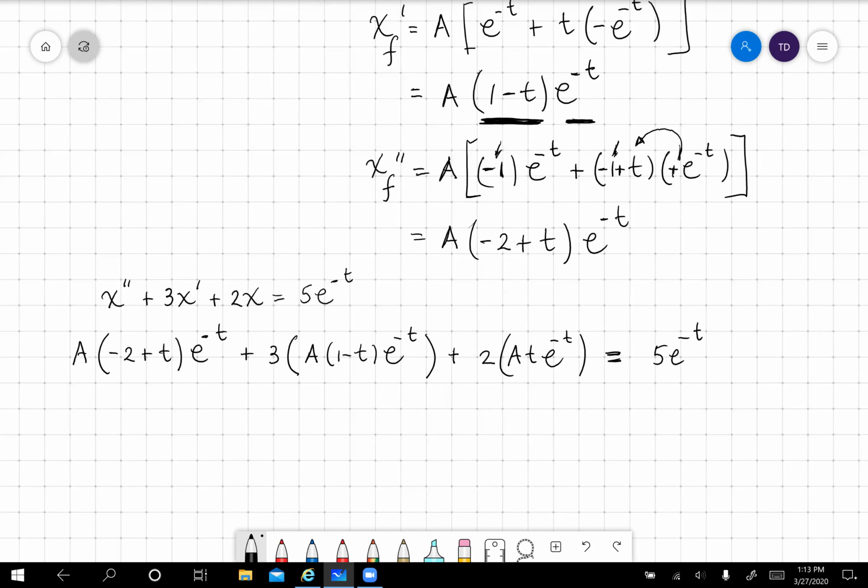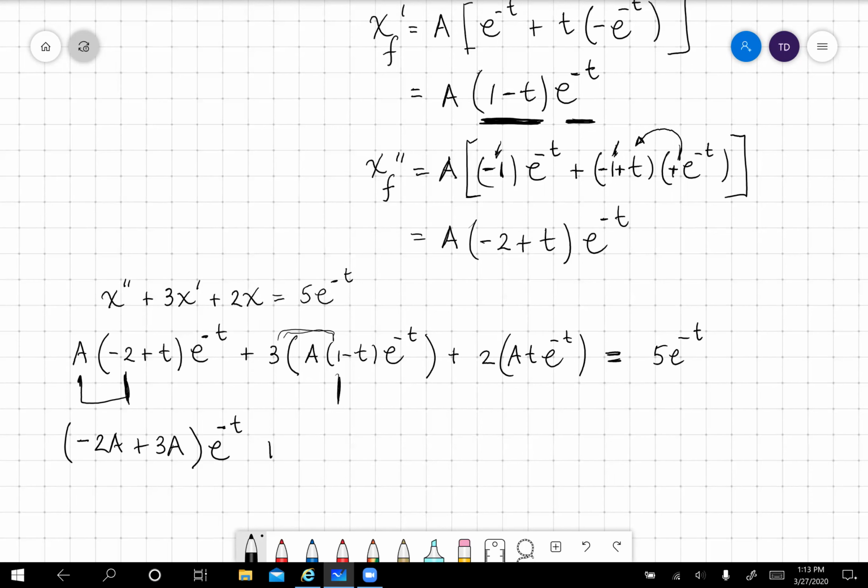Okay, so here's what I'm going to do first. I'm going to take all the terms in these parentheses that are constants, and no constants in the last one. So I have minus 2a, that's this 2 times that, minus 2a. And then I have plus 3a, all that, plus 3a. And I have nothing else, so just those 2. And all of that multiplies e to the minus t.